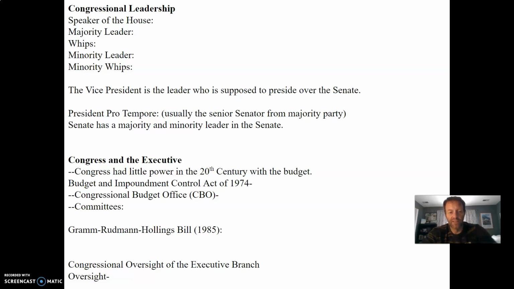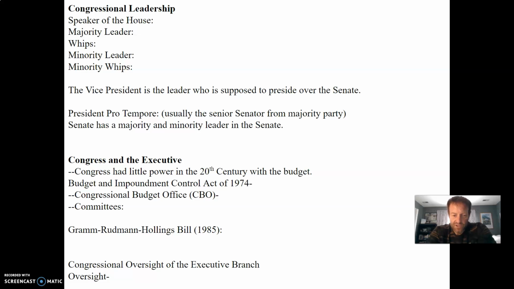So that's when the Congress created the Congressional Budget Office, and they created committees dealing with the budget in each house. Gramm-Rudman's bill was just a way to try to hopefully balance the budget, but I'm going to hold off on that. Oversight, if you ever hear congressional oversight of the executive branch, it is basically overseeing or overlooking the executive agencies, which again we'll do in another chapter.